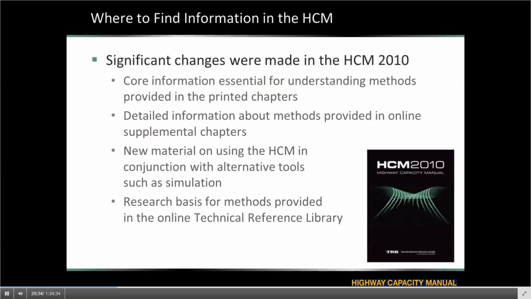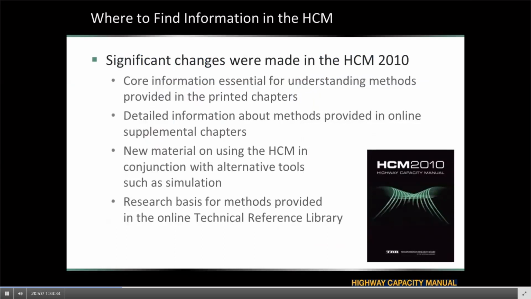The HCM 2010 reorganized the manual to better serve its users. Core information essential to understanding an analysis method was provided in the printed chapters. Depending on the complexity of the method, this information could range from full step-by-step instructions to a high-level overview of a method's input and the flow of calculations.